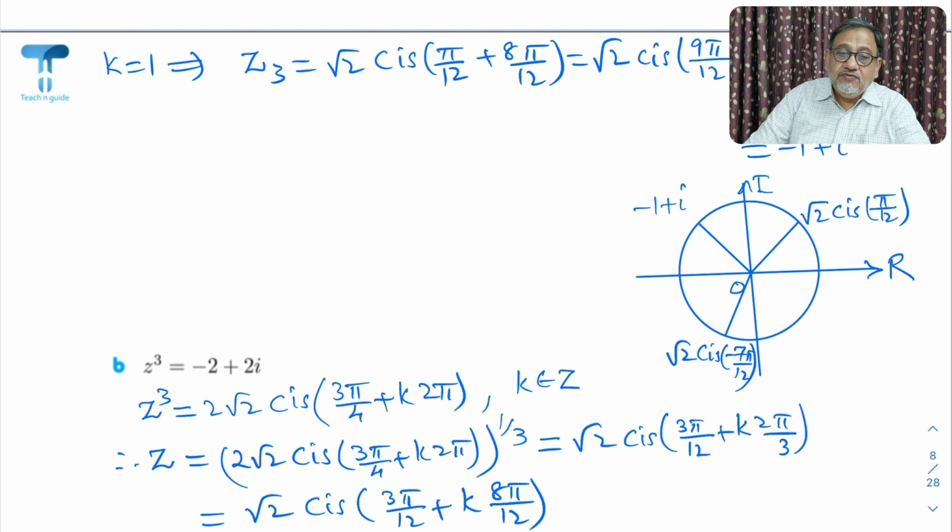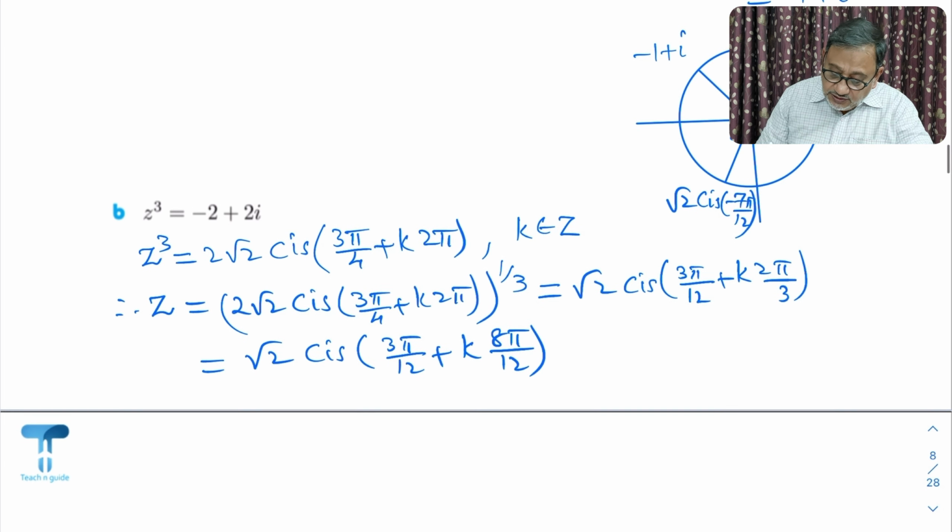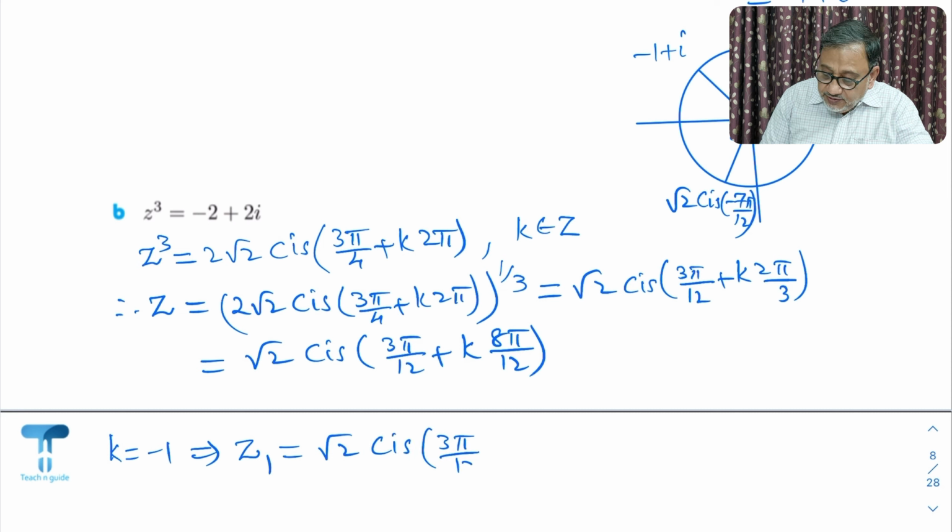So like that this becomes like this. Now we have to replace k is equal to minus 1, 0 and 1, because we want them to be equally spaced. So k is equal to minus 1 will give me the first cube root. So root 2 cis 3 pi by 12 only, because 3 pi by 12 minus 8 pi by 12.